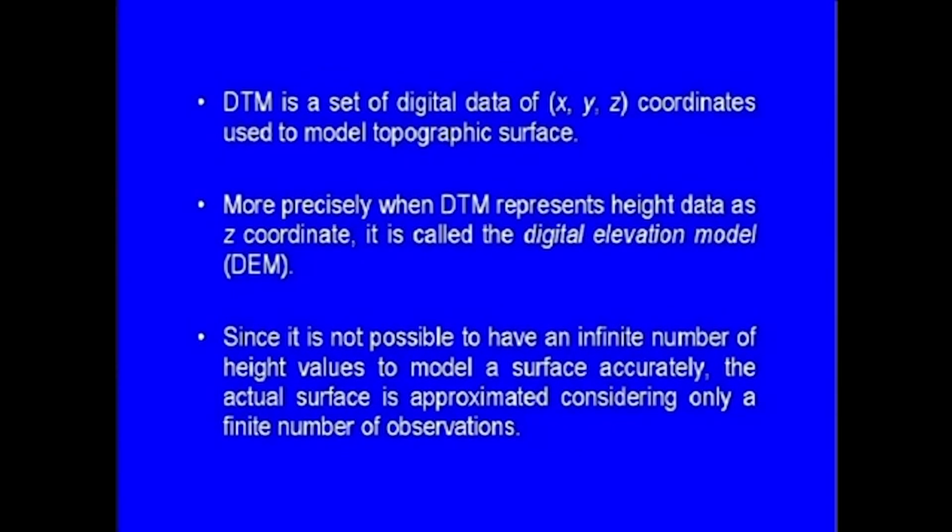DTM is a set of digital data of x, y and z coordinates used to model topographic surfaces. More precisely, when a DTM represents height data as z coordinates, it is called a digital elevation model. Since it is not possible to have an infinite number of height values to model a surface accurately, the actual surface is approximated considering only a finite number of observations.